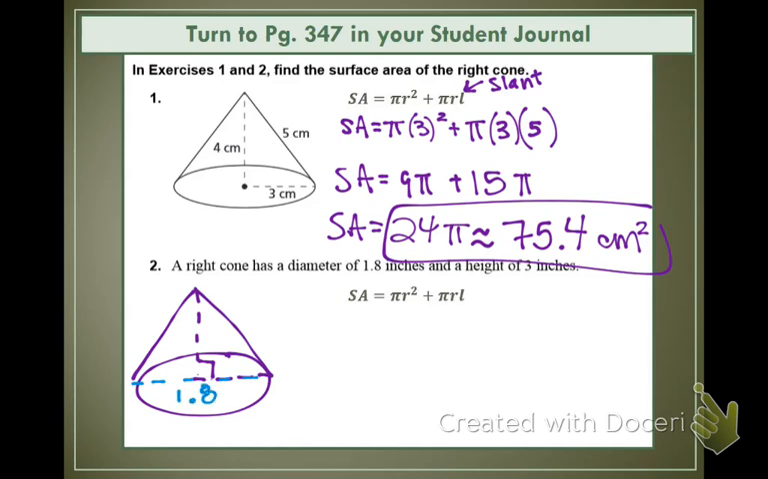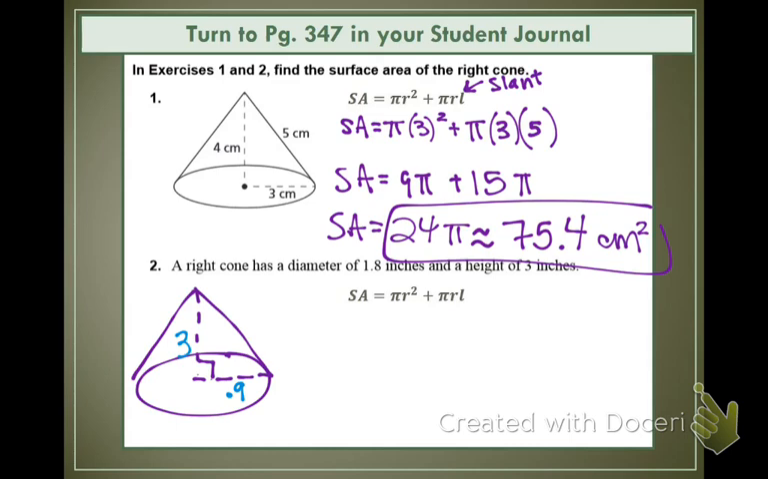Do we even need the diameter? No. What do we need? The radius. What relationship does the radius have with the diameter? It's half. So what's half of 1.8? 0.9, that's the radius. It says the height. Is it the height or the slant height? It just says height is 3. But in this formula, do you need the height? No. You need the slant height.